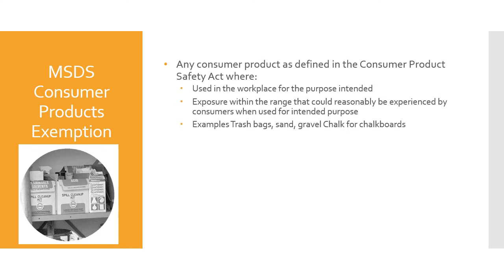MSDS Consumer Product Exemption. Any consumer product as defined by the Consumer Product Safety Act where used in the workplace for the purpose intended, exposure within the range that could be reasonably experienced by consumers when used for the intended purpose. Examples of this would be like trash bags, sand, gravel, chalk for chalkboards, these types of items. But if there's any question, ask your safety person and the person that takes care of your material safety data sheets. They can give you a better answer on what needs an MSDS and what doesn't.